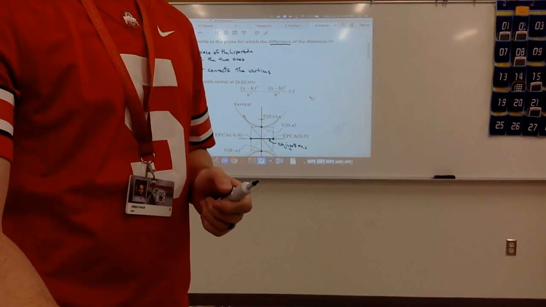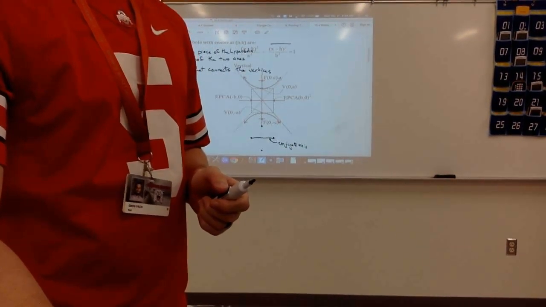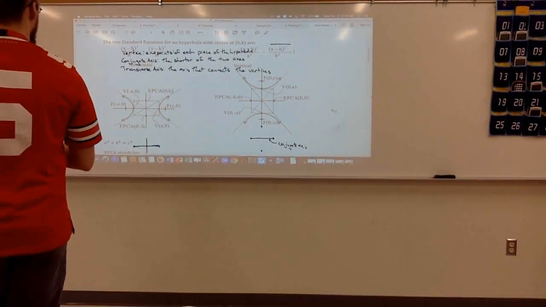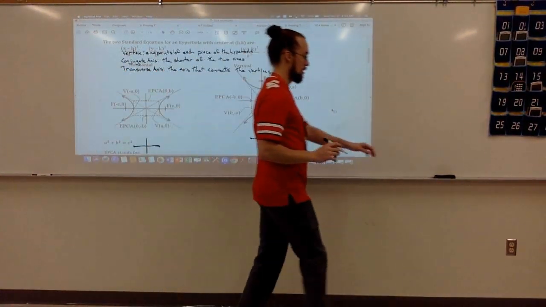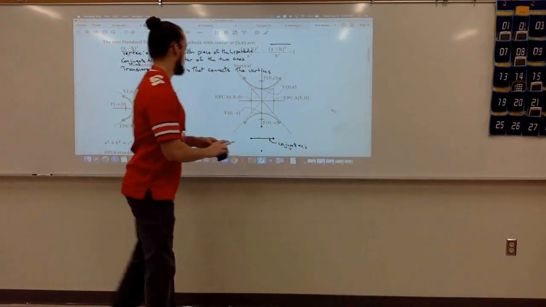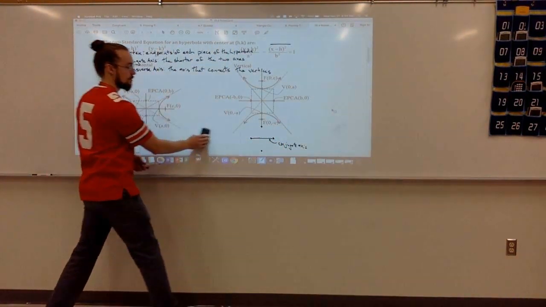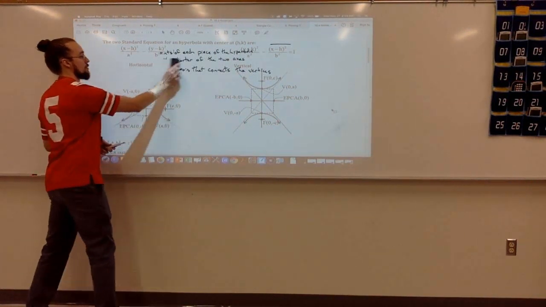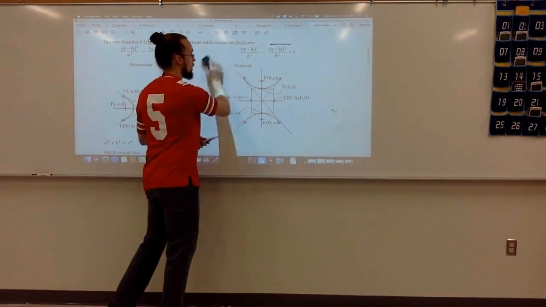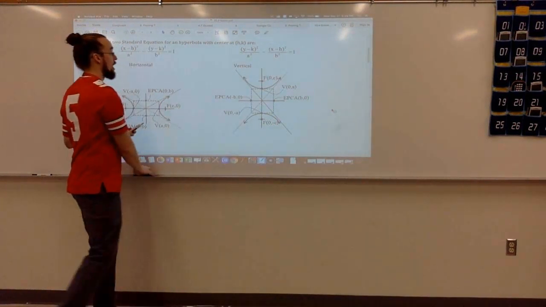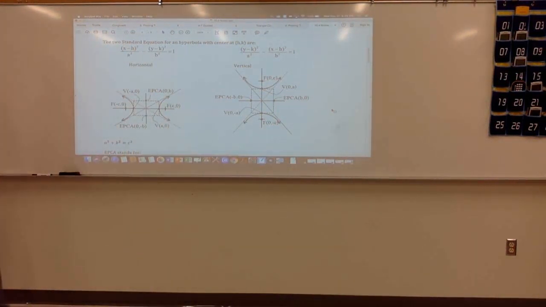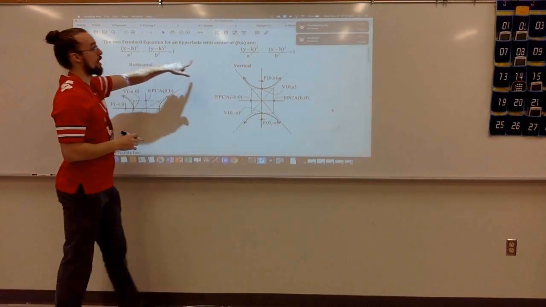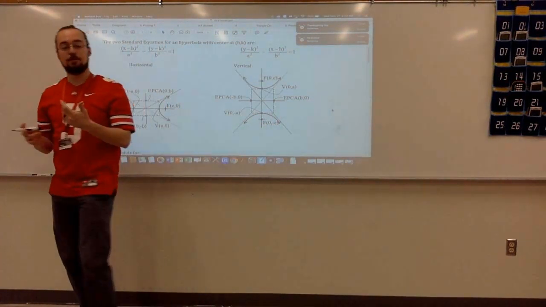All right, so let's take a look at the equations of our hyperbolas here. Like I already mentioned, our equations are identical to an ellipse with the exception of a subtraction sign instead of an addition sign.